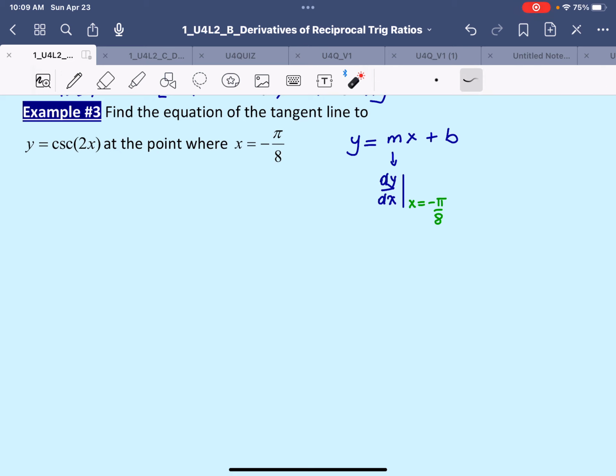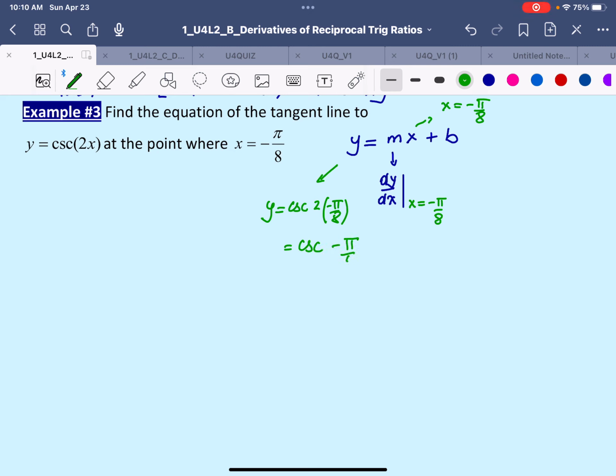We also need to find the value of b, and we normally start off by using the coordinates of the point of tangency. What we have given here is the x coordinate, negative pi over 8, and we can quickly figure out the y coordinate. The y coordinate would be equal to the cosecant of double negative pi over 8, so that would be the cosecant of negative pi over 4.